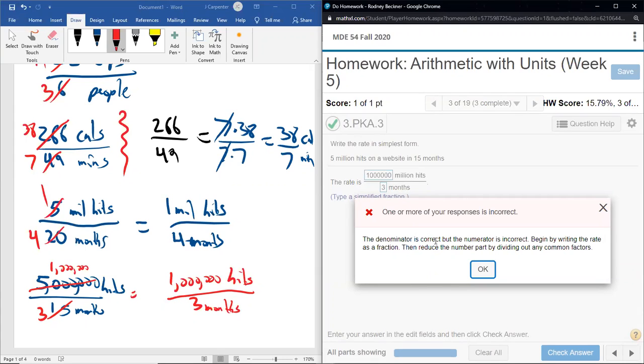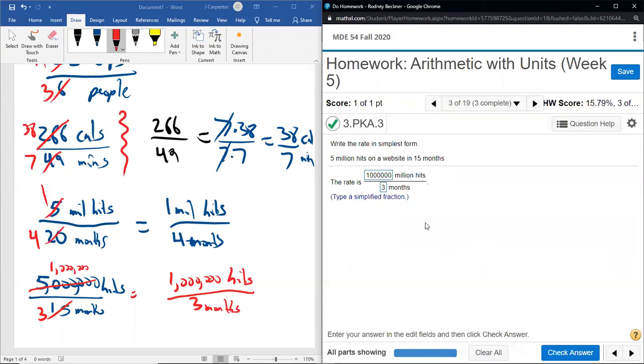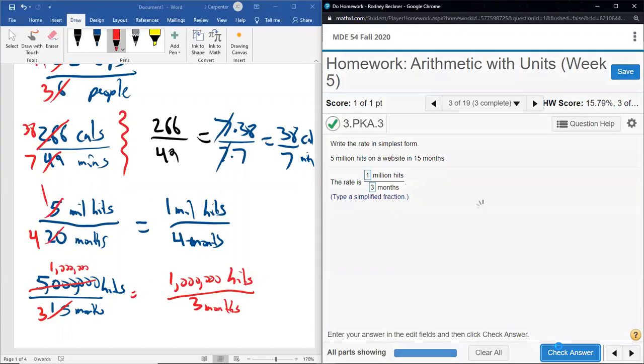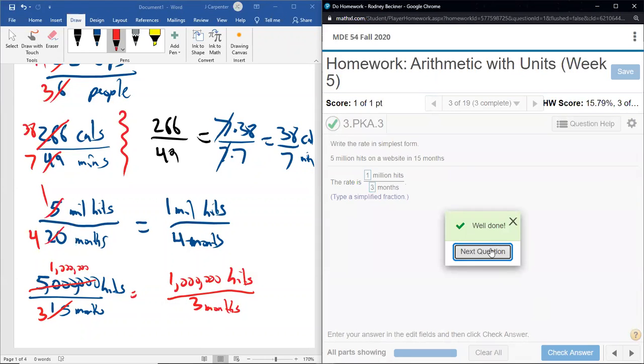They even tell you at least that the denominator is correct. That's kind of nice. Begin by writing the rate as a fraction, then reduce. It doesn't actually clue you in that you did the top wrong, but hopefully you'd realize, well, we got the bottom right. How's the bottom right? The top isn't right. Oh, I see that word million now, so I just needed the 1. There we go.